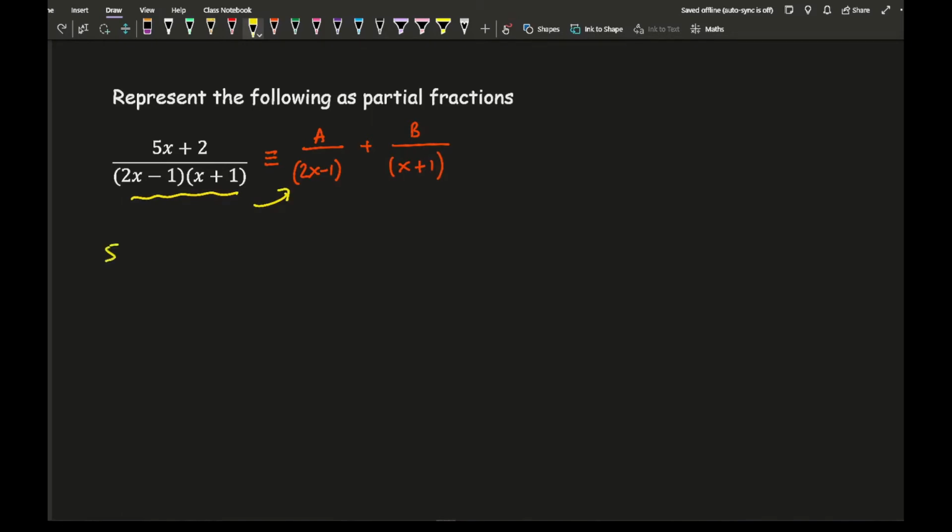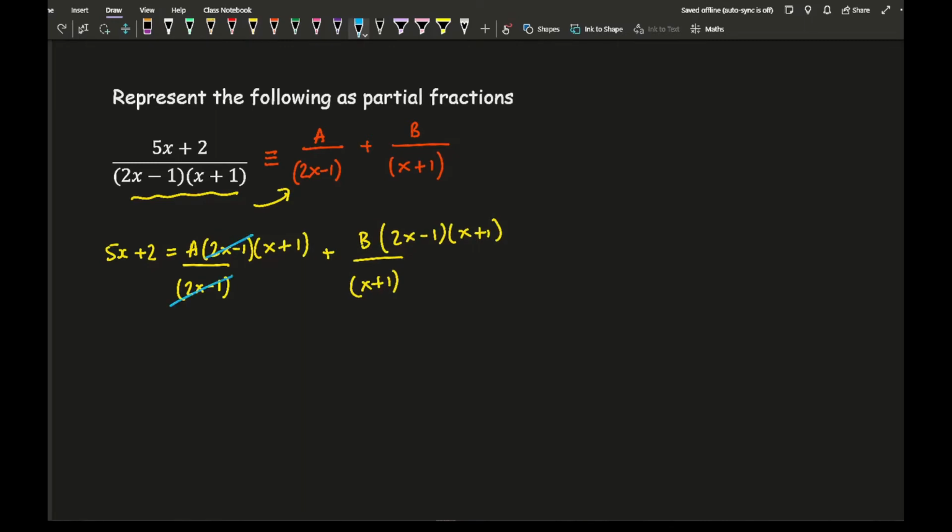So what I've got is 5x plus 2 is equal to a lots of 2x minus 1 times x plus 1 over 2x minus 1, plus b of 2x minus 1 times x plus 1, and that's over x plus 1. And then obviously some brackets cancel, so that cancels with that, that cancels with that. So what I'm left with is 5x plus 2 is equal to a lots of x plus 1 plus b lots of 2x minus 1. And there you go.